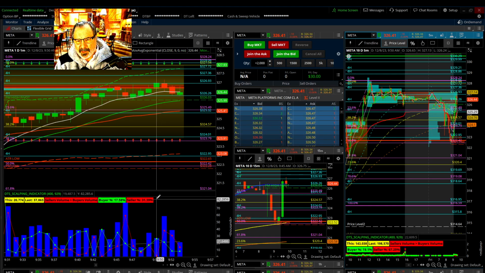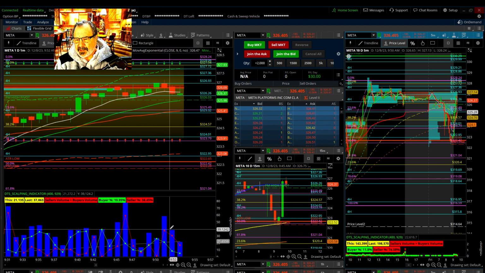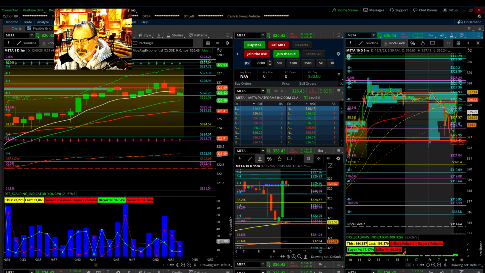So on this perfect 1 minute layout, you have a 1 minute chart, the scalping indicator. You have a 4-hour chart. You have a 1 hour chart, a 15-minute chart, the active trader, level 2 active trader, 5 minute and 5 minute.